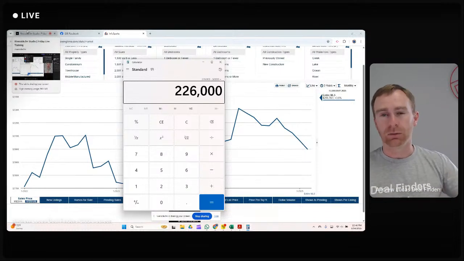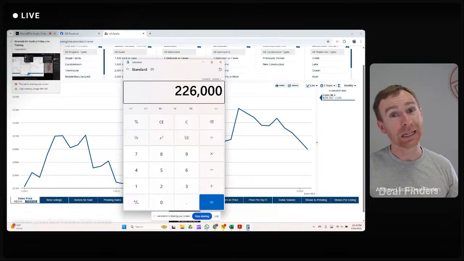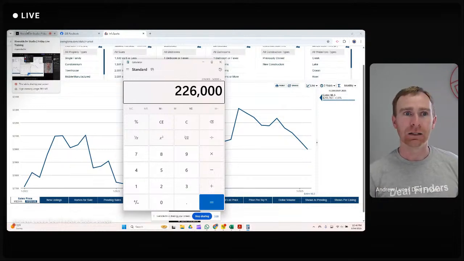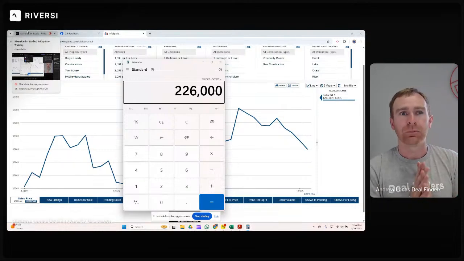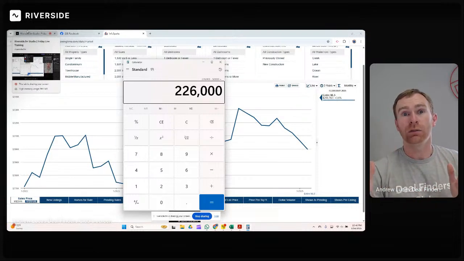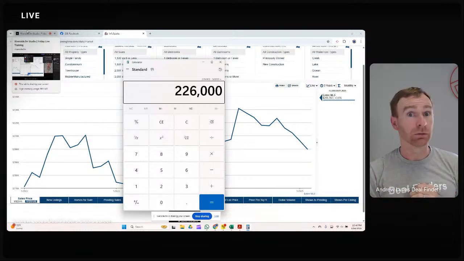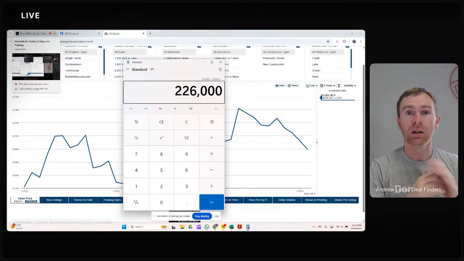Now, I'm not talking about how to fund it. That's actually going to be next week's training of how to actually fund and where to get to the 226. So I'm not going to get into that. But let's break this down. So if we know that we can be all in at 226, that means we could buy a house for 225 and invest $1,000 in renovations, and we're there, right? 225 cash plus 1,000 reno, we're there.